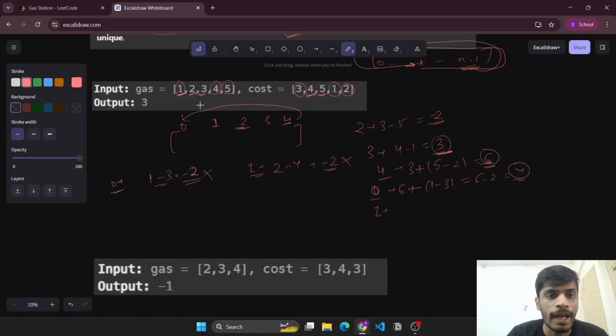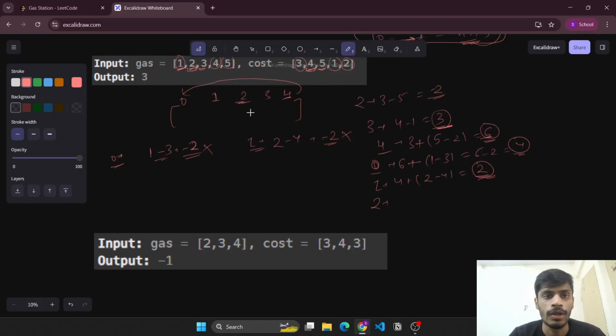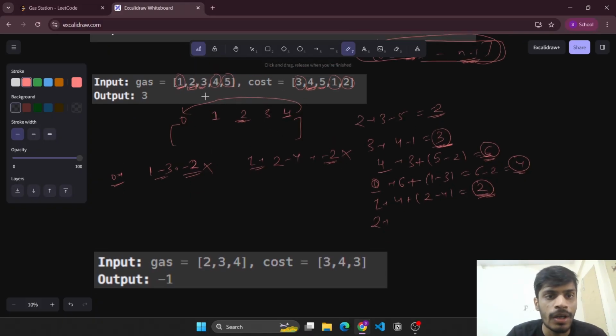Now what do we see? At gas station 1 we have 2 available gas and 4 required. That means 4 plus 2 minus 4 equals 2. So we are left with an extra gas of 2 and we reach gas station 2 with an extra gas of 2. Now at gas station 2 what do we have? We have the gas available as 3 and the required gas is 5. So that means 2 plus 3 minus 5 equals 0.